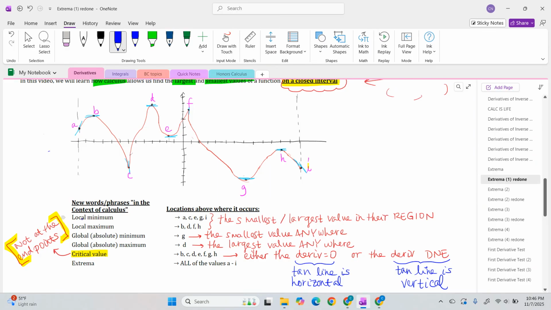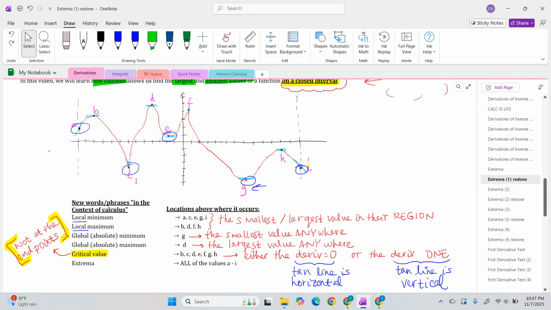Okay, so you already have heard the words local min and local max. Local mins would be like A, C, E, G, and I. Now you might be thinking, isn't G the absolute min? You can call an absolute min a local min. It's kind of like how you can call a rectangle a square. So these are all local minimum.